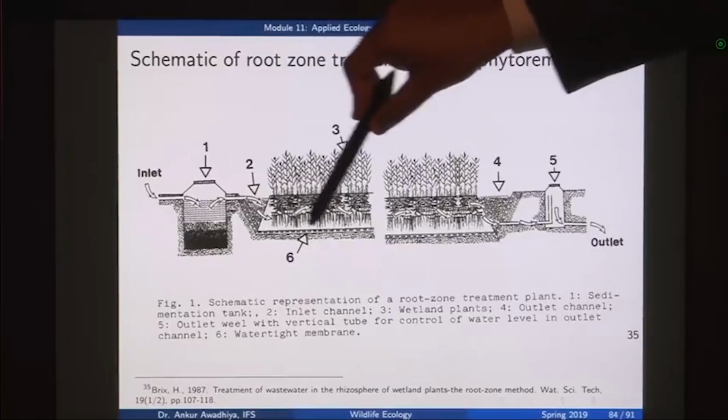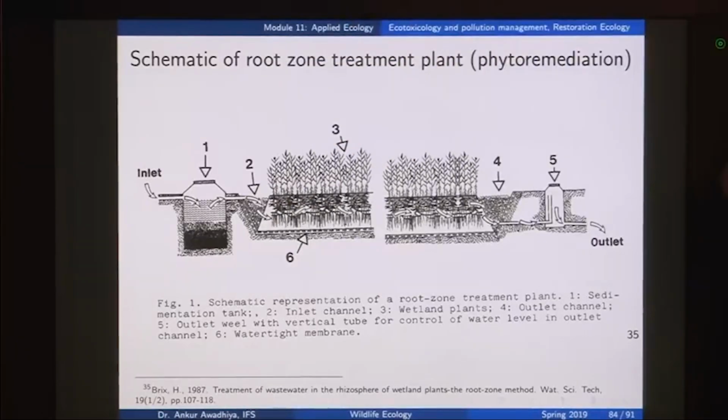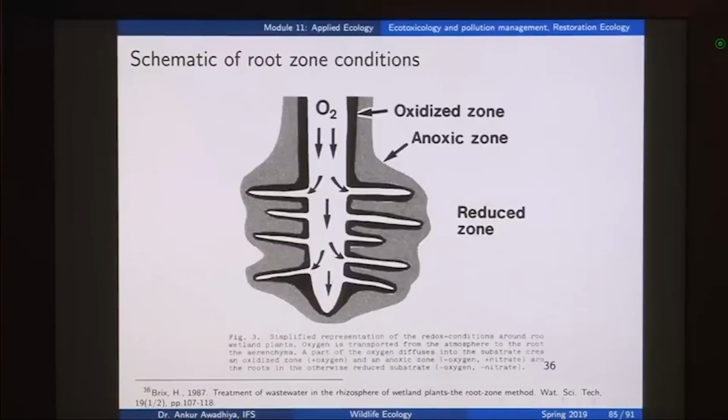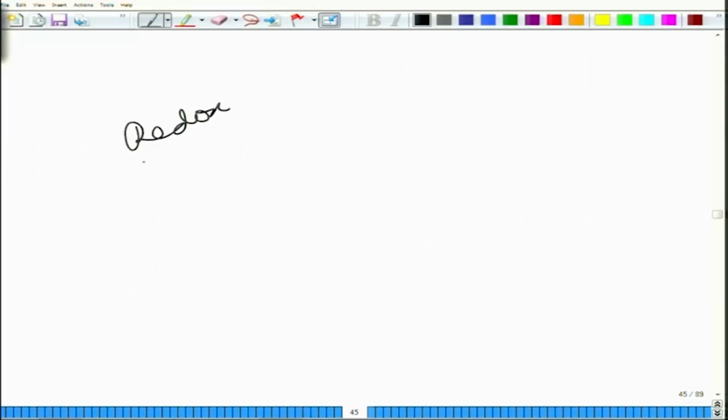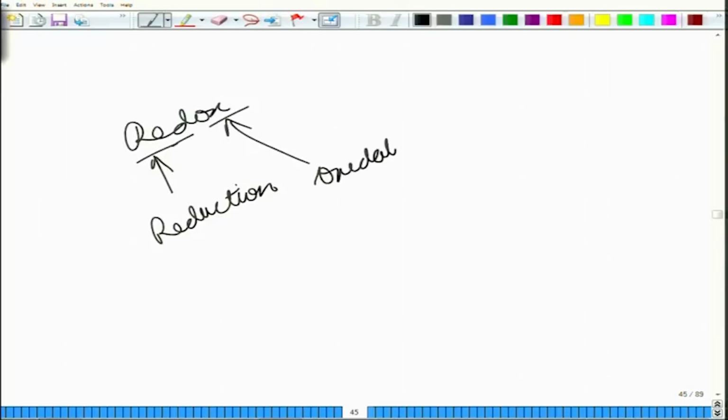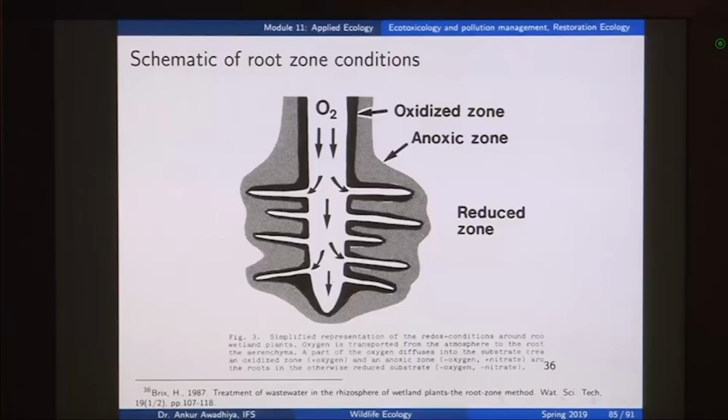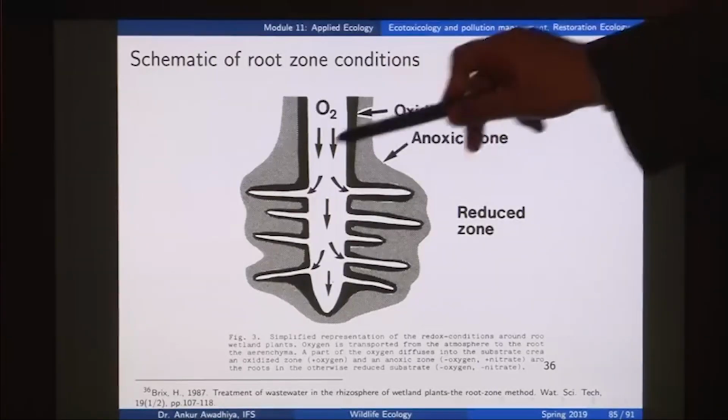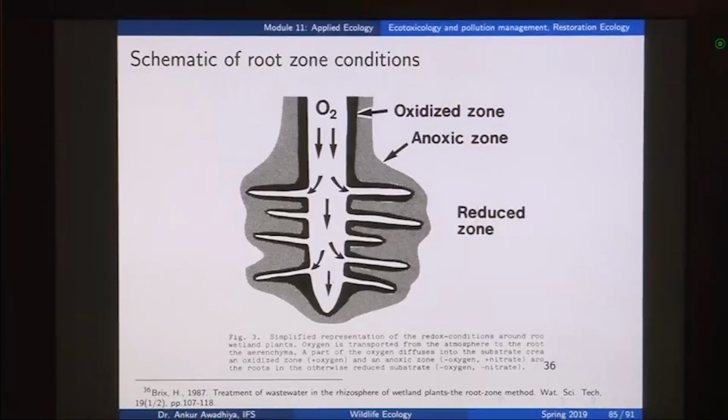So, it is touching the zone of the roots of these plants, and in this zone a number of redox reactions occur. Redox means red, which is reduction, plus ox, which is oxidation. What is happening in this case is that the upper zone is oxidized, and the bottom zone is a reduced zone.